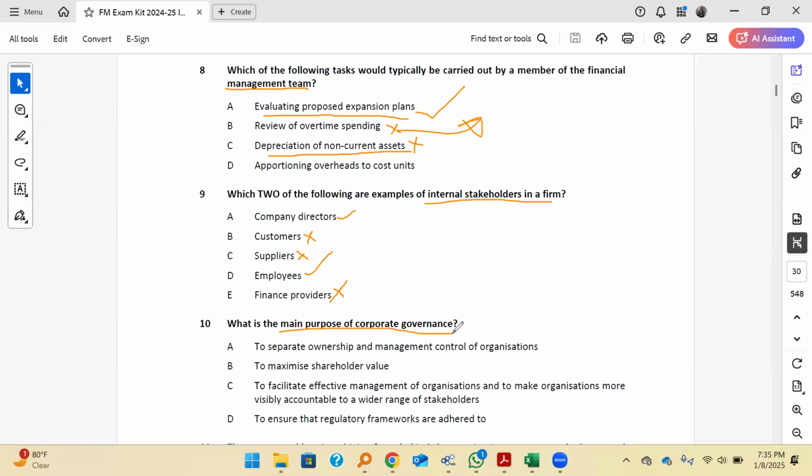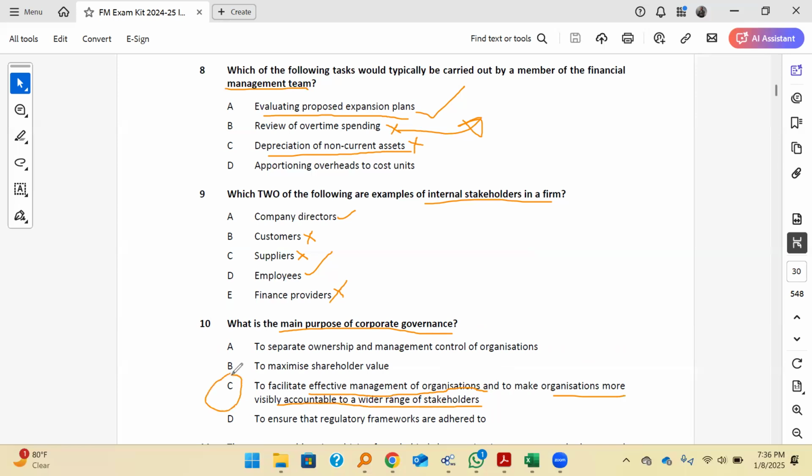So we look at, in that case, how many people should be on the board of directors? How should the directors be paid? How should the split be between executive and non-executive directors on the board? Those are the kinds of questions that corporate governance answers. So if you look at the main objective, as I said, it is to facilitate effective management of organizations and to make them more visibly accountable to a wider range of stakeholders. So this is the answer.